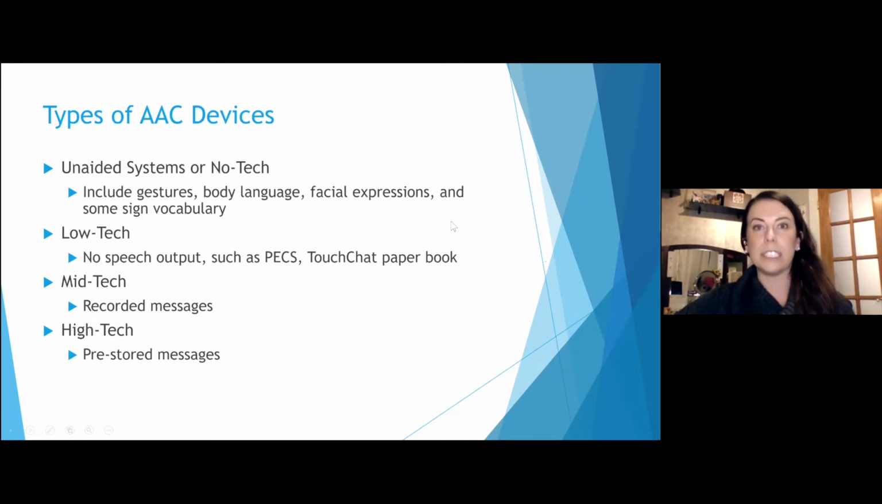So there are different types of AAC devices. We have talked a little bit about high-tech devices at the very beginning, and high-tech devices are going to have our pre-stored messages and pre-stored verbal output. So if I open up a language system and I push the button more, it's going to spontaneously say more. It's not waiting for me to make a recording for it.